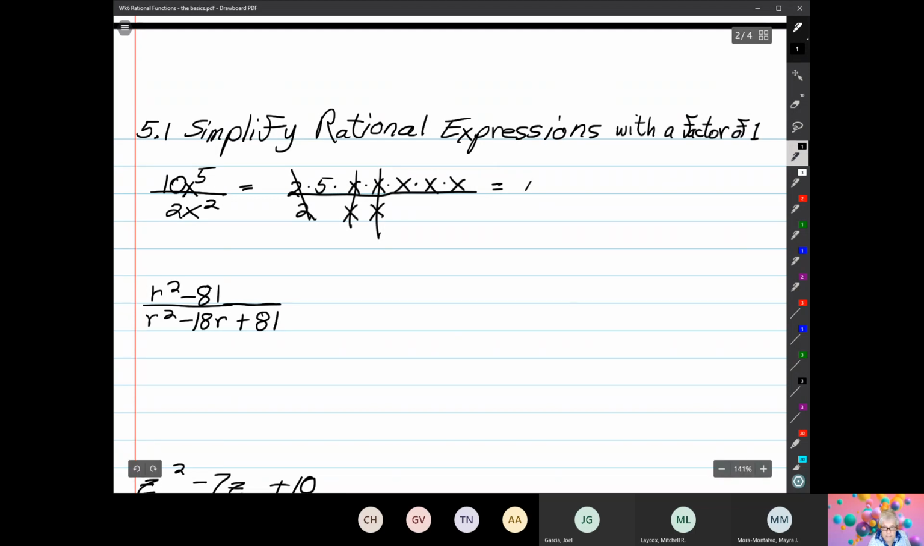We have a 5. Well, first, everything is gone on the bottom. So that's a 1, not a 0. We have a 5 left, and we have an x and an x and an x left. So that's 5x to the third over 1, but 5x to the third over 1 is just 5x to the third. So the answer is 5x to the third.